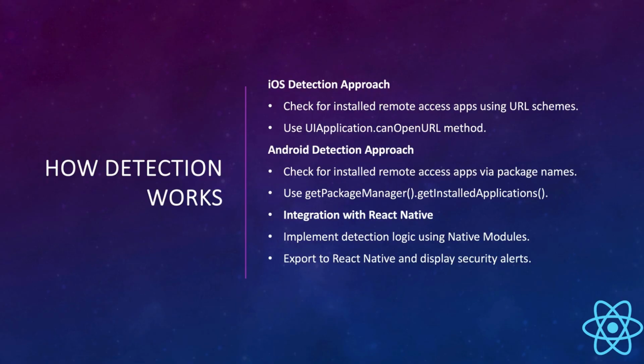Now, why use a native module for detection? Why can't we do it directly in React Native? React Native alone cannot directly check installed apps for security reasons. Native modules, like Java or Kotlin for Android and Objective-C or Swift for iOS, allow us to access platform-specific functionality. Using native modules ensures better performance and reliability when detecting these apps.